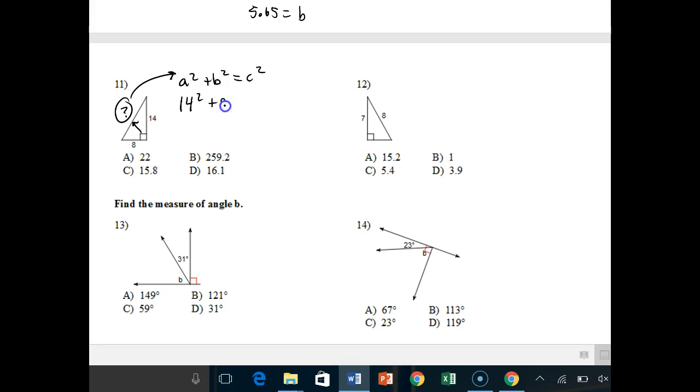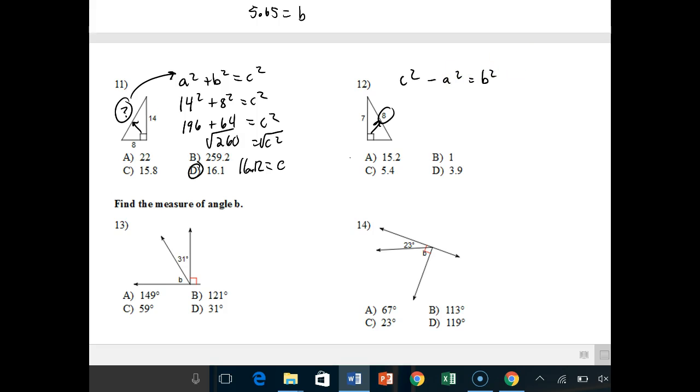14 squared plus 8 squared is equal to c squared. 14 squared is 196 plus 64 is equal to c squared. You add that together, you get 260. So again, final step, take the square root. So c in this case is equal to about 16.12, or rounded to 16.1. Notice in number 12, it is the opposite of number 11. We do have the hypotenuse, so you want to do c squared minus a squared equals b squared.